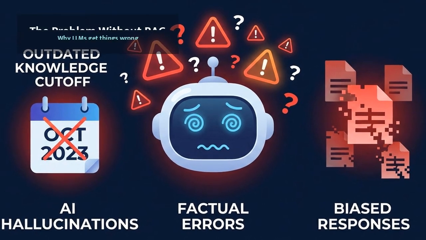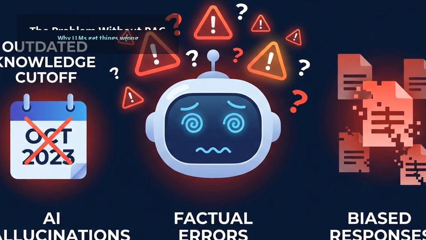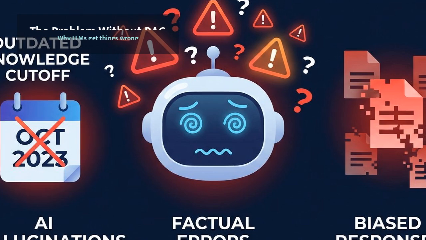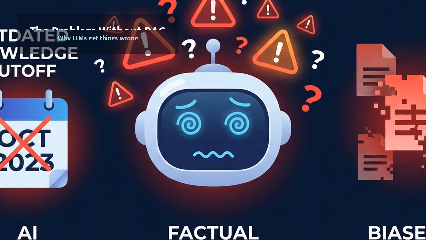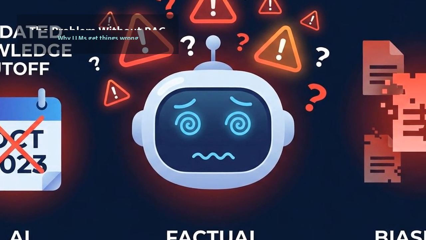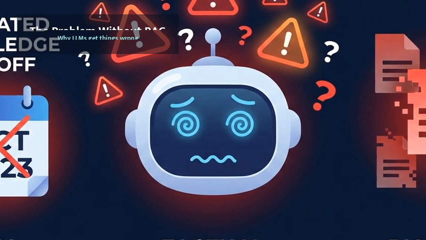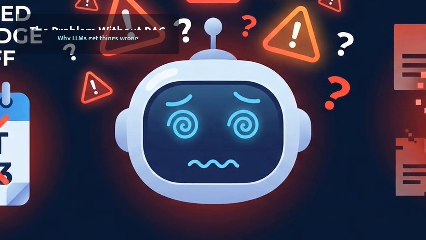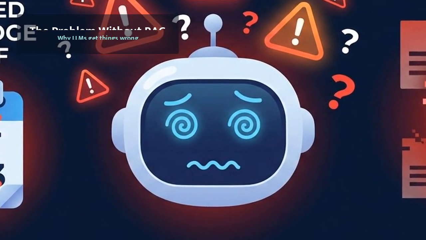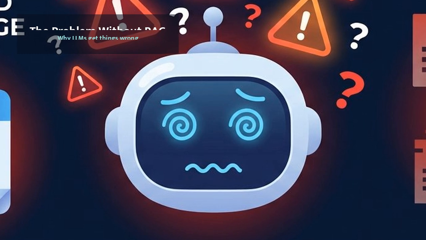Now, to truly appreciate RAG, let's look at what goes wrong without it. There are four big problems. The first is the knowledge cutoff. Every large language model is trained on data only up to a certain date. Anything that happens after that cutoff is simply unknown to it. The second problem is hallucination. Sometimes the AI confidently invents information that sounds completely real, but is entirely false. The third problem is outdated information, where the model repeats facts that are no longer correct.